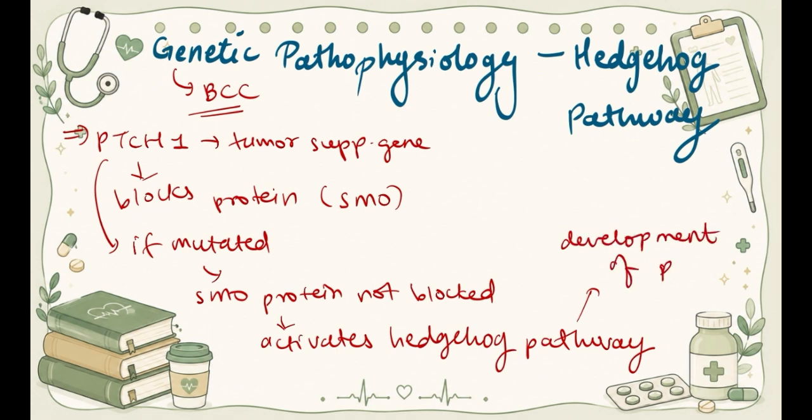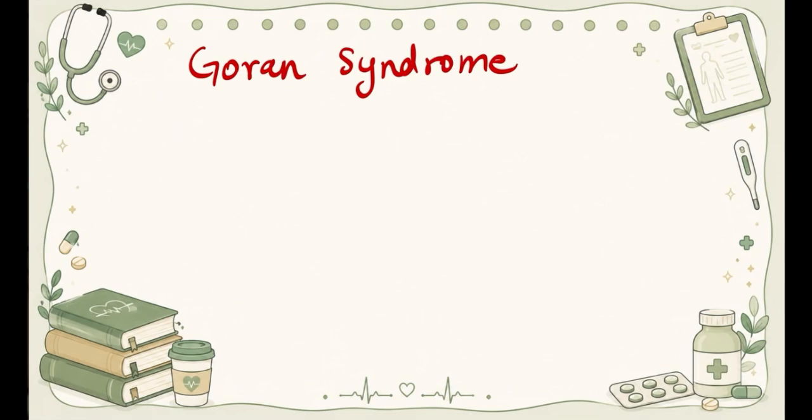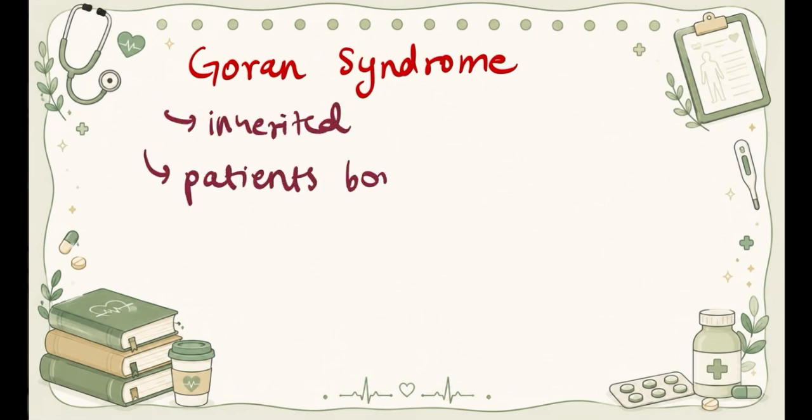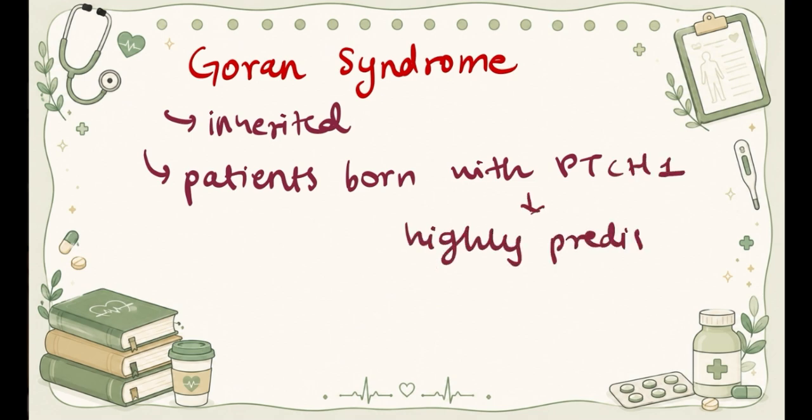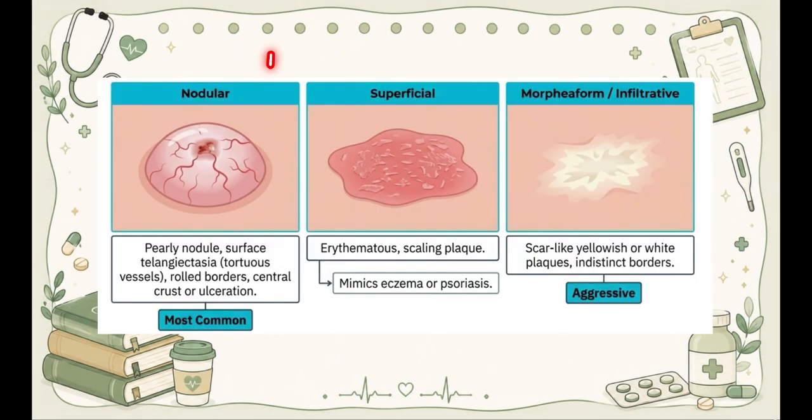It's also important to mention Gorlin syndrome. This is an inherited condition where patients are born with these PTCH1 mutations. Because they lack that genetic brake from birth, they are highly predisposed to developing multiple BCCs throughout their life. All of this genetic activity beneath the surface leads to very distinct clinical appearances on your skin.